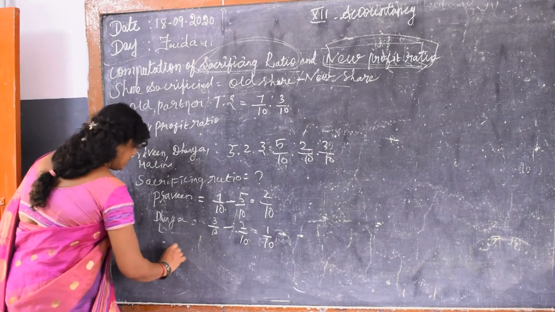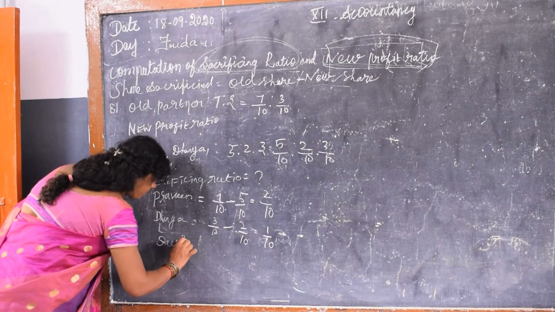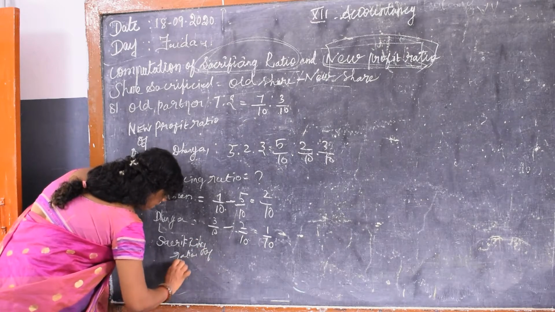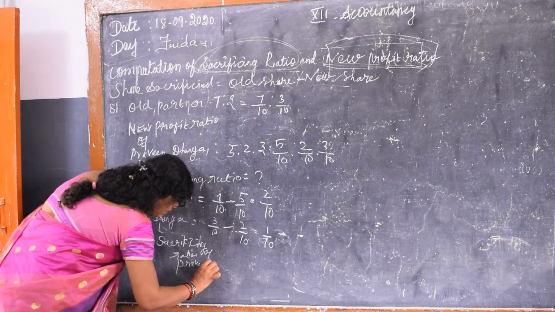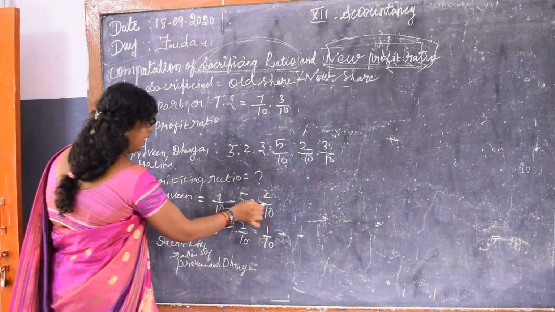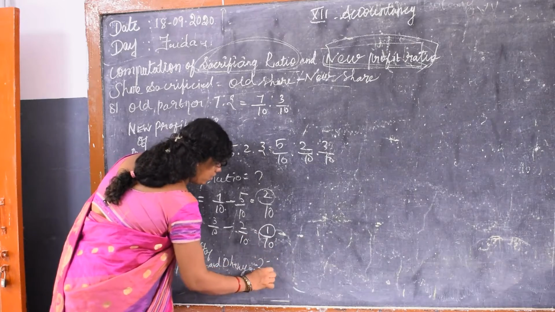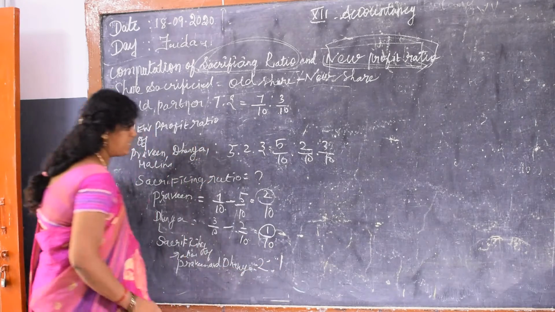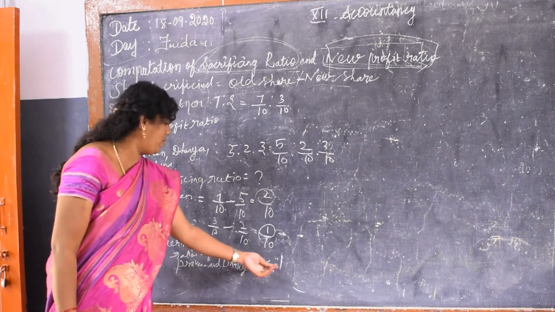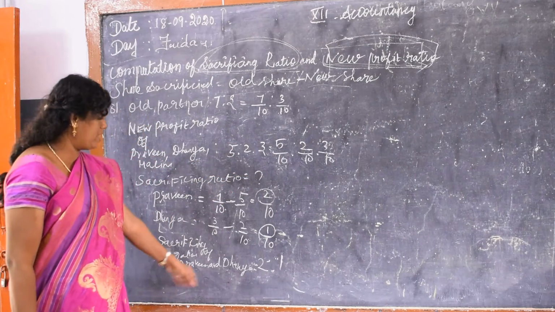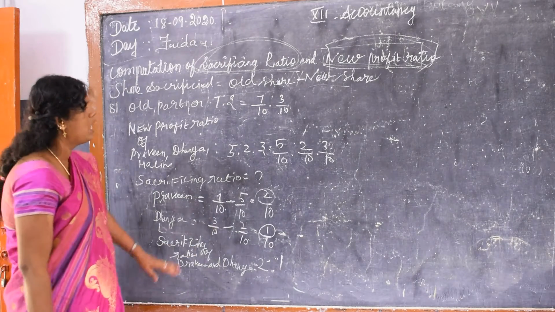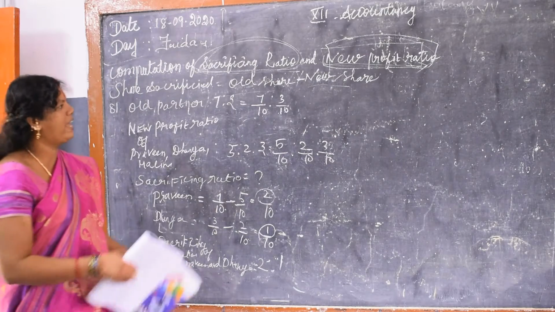So we know the sacrificing ratio of Praveen and Danya is 2:1. The sacrificing ratio made by the partners is 2:1. If you add, you can say 2 plus 1, 3. It's correct. So we got this ratio. Okay, so the sacrificing ratio made by Praveen and Danya is 2:1. Now we'll move on to the next problem.